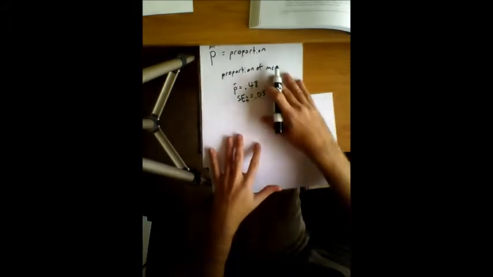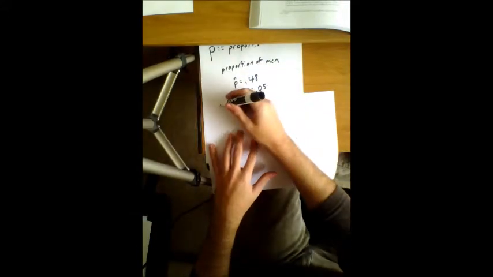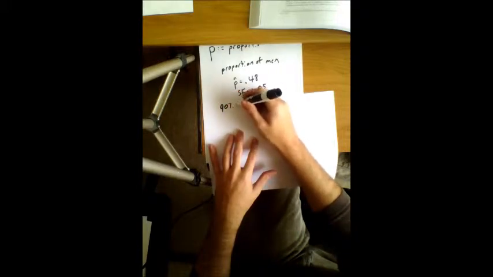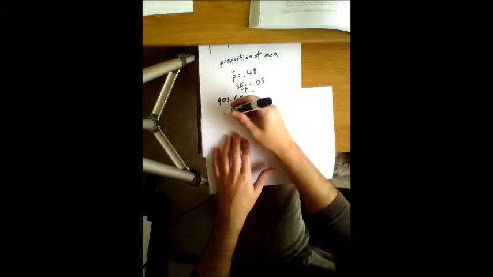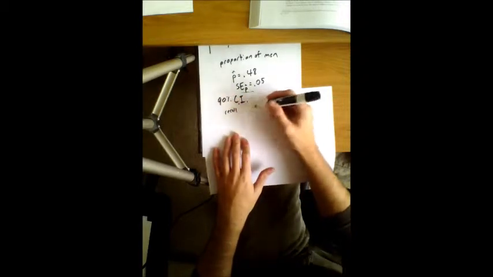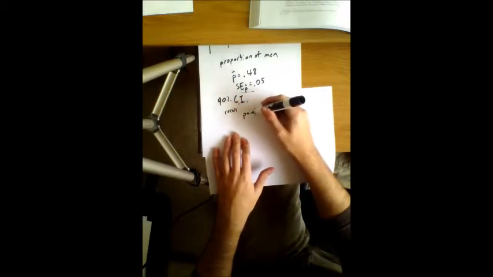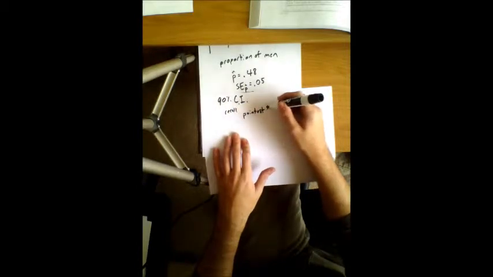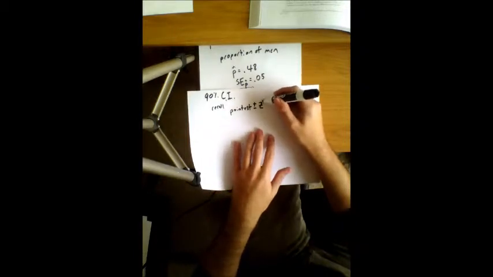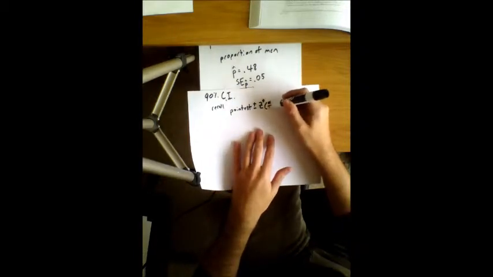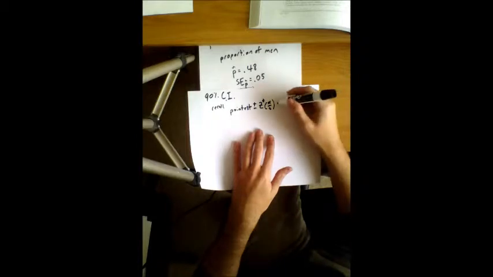Suppose we were interested in setting up a confidence interval for this. So maybe we were going to set up a 90% confidence interval. Just recall, for a confidence interval, we use the point estimate plus or minus z star of alpha over 2 times the standard error of our point estimate.